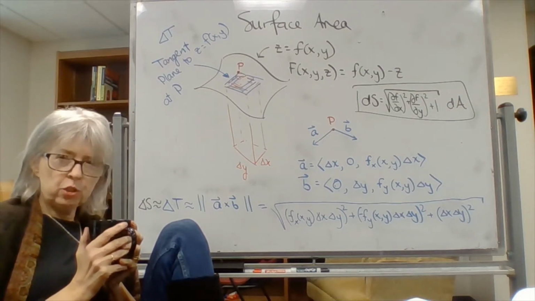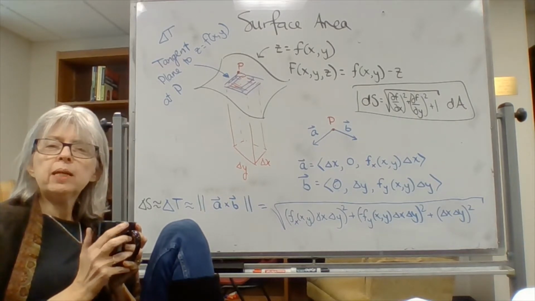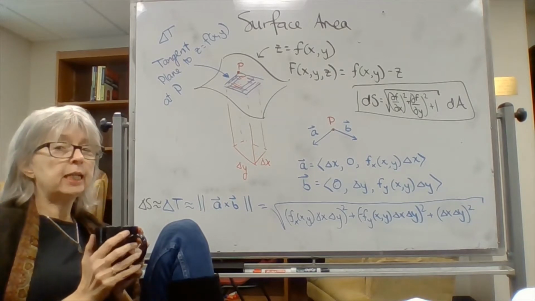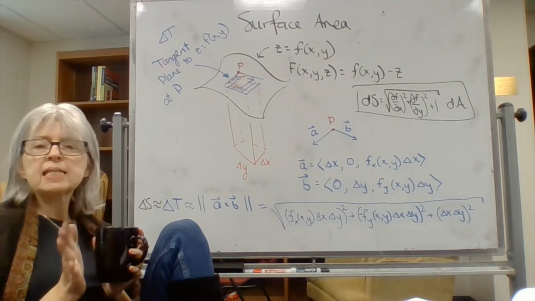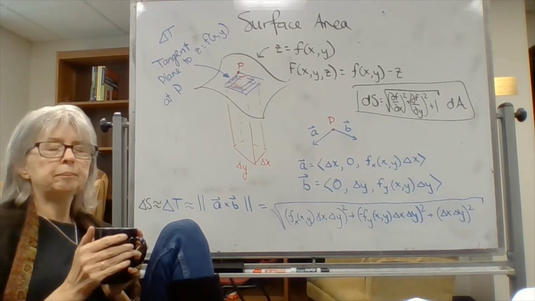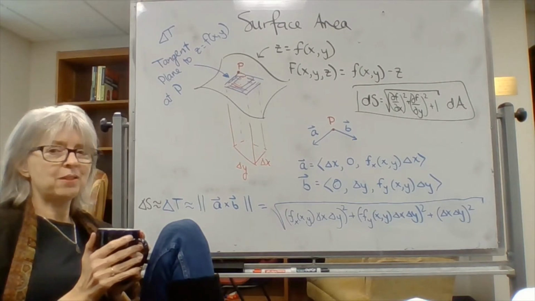So what have I made you watch so far? Measuring area incrementally and calling that dA. In rectangular coordinates, it's dy dx, dx dy. Polar coordinates, it's r dr d theta.